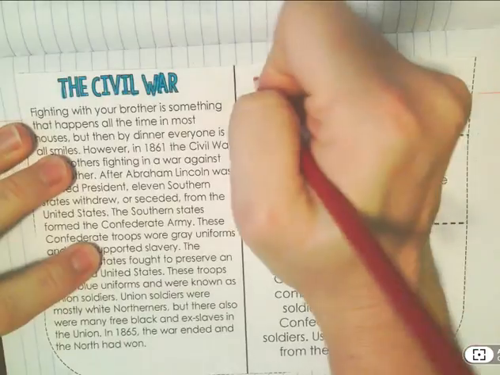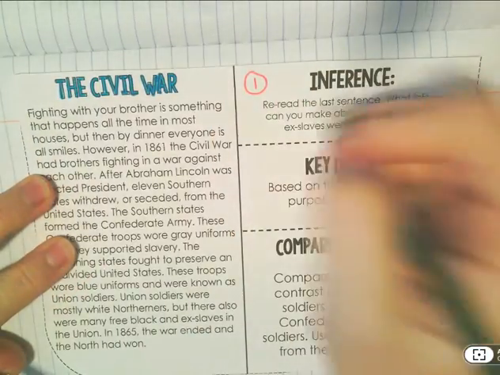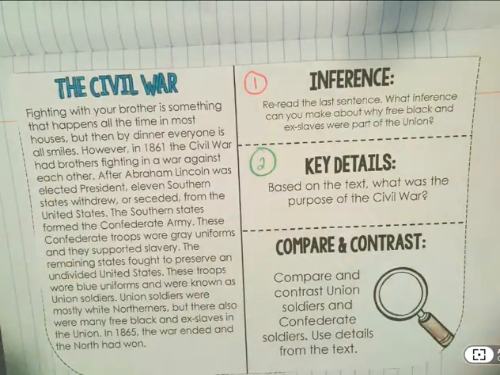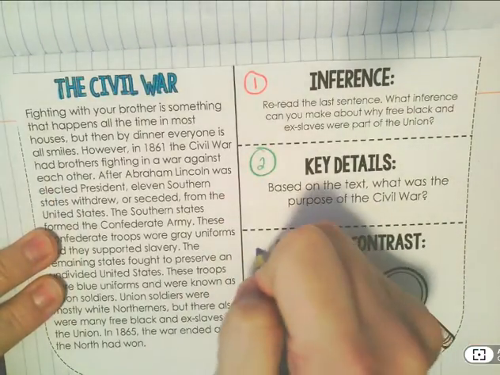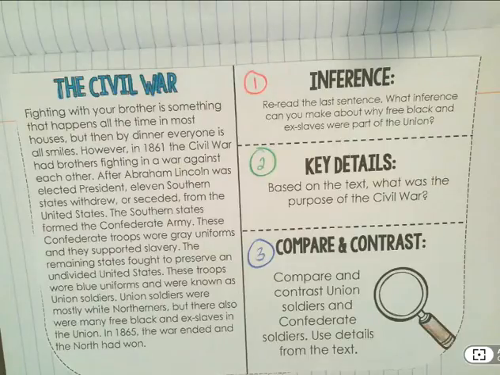All right, so for inference, we're going to do 1 in red. For key details, we'll do 2 in green. And for compare and contrast, we will do 3 in blue. We're going to save inference for last. As I'm reading it the second time, I'm going to look at information that I feel is important details. I'm also going to look for things that would help with the compare and contrast for Union and Confederate soldiers. When it's talking about those as individuals and how they might be different, I'm going to pay extra close attention.